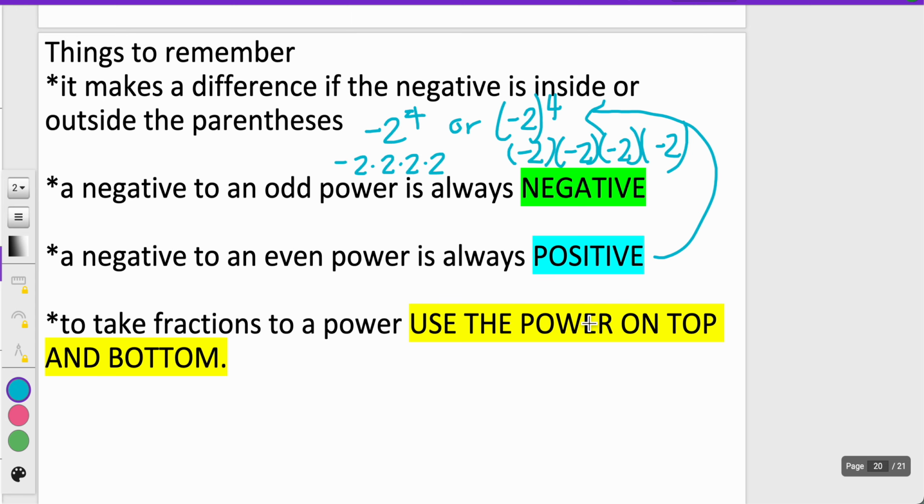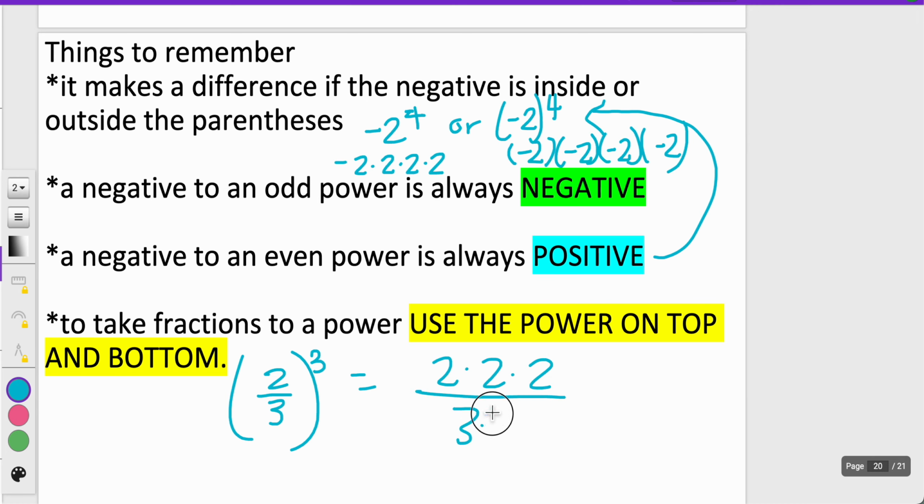And when we have fractions to take a power, we use the power on the top and the bottom. So for example, if we have 2/3 to the third power, that means 2 times 2 times 2 is on the top, and 3 times 3 times 3 is on the bottom. So the power of 3 went to both the 2 and the 3.